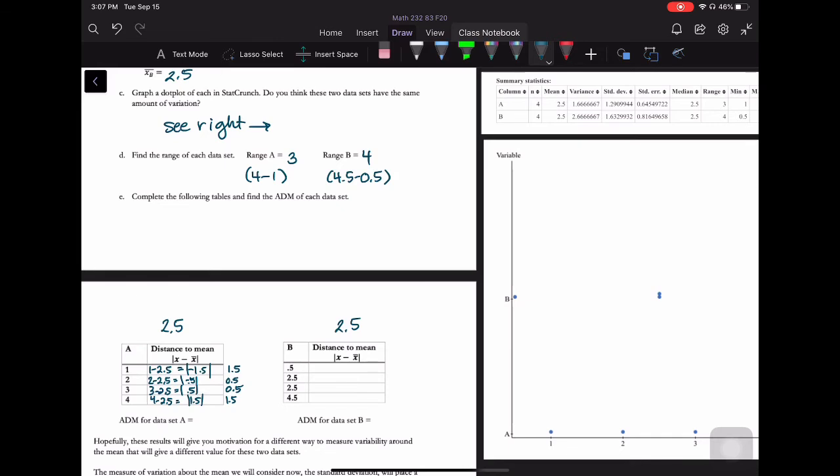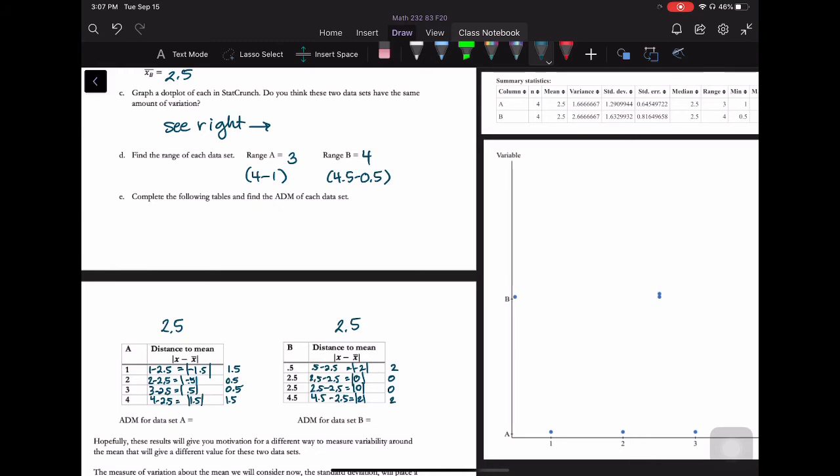Now we have 0.5 minus 2.5, which is negative 2, whose absolute value is 2. 2.5 minus 2.5 is 0. Absolute value of 0 is 0. That's the same thing for the next line because it's the same number. And then 4.5 minus 2.5 is 2, and the absolute value of 2 is 2.